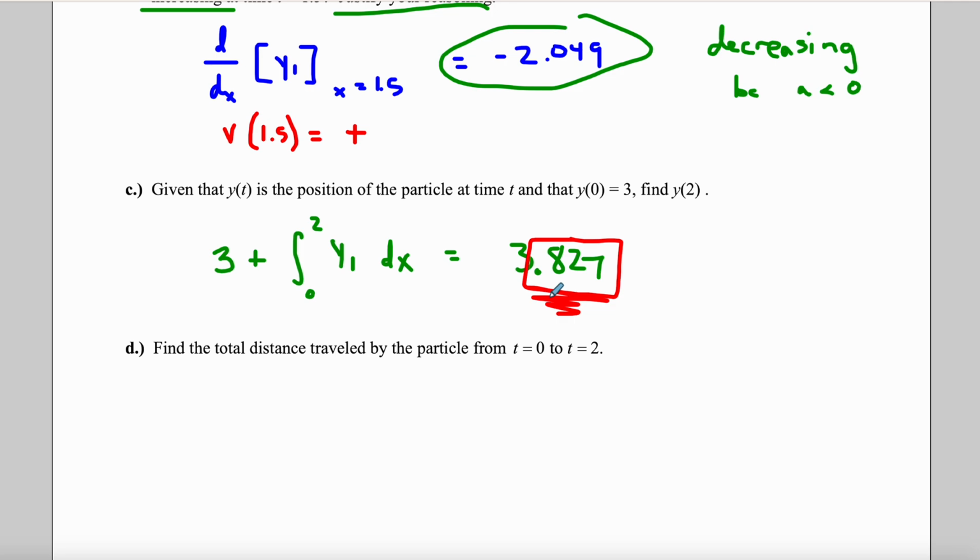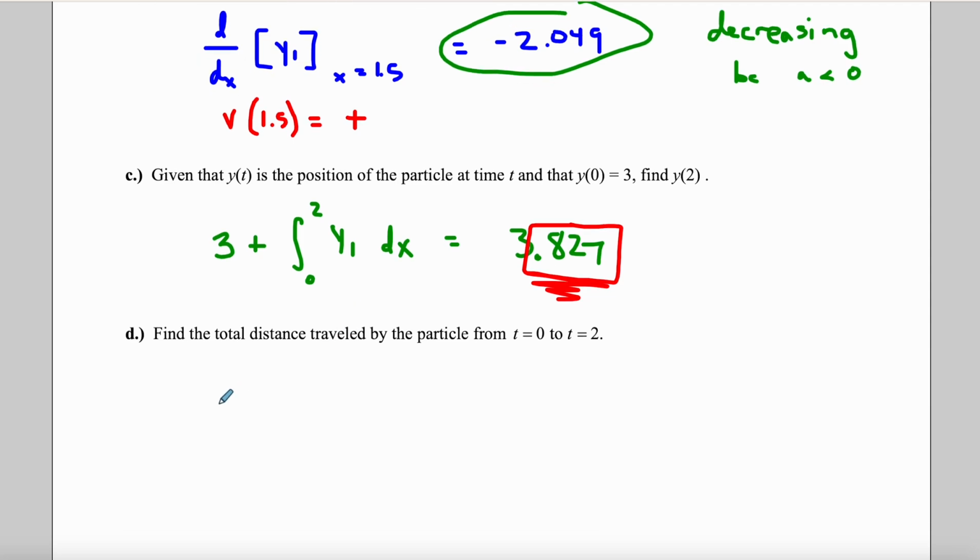was after 2 seconds. And then letter D, I'm going to pull out another absolute value integral from 0 to 2. It needs to be absolute value. I'm going to vars the y1 and dx. And when I do that, I end up with a total distance of 1.173.